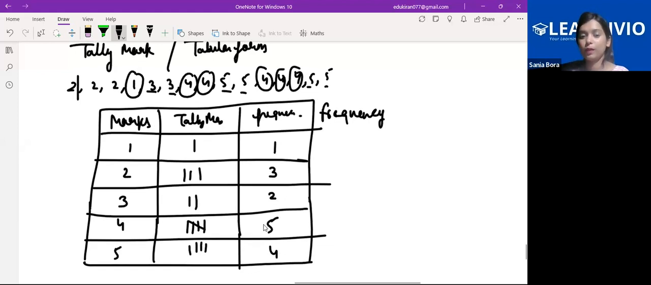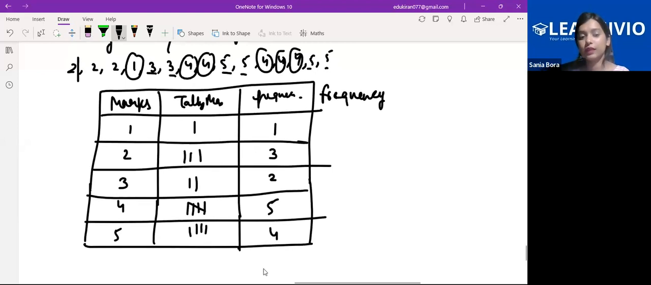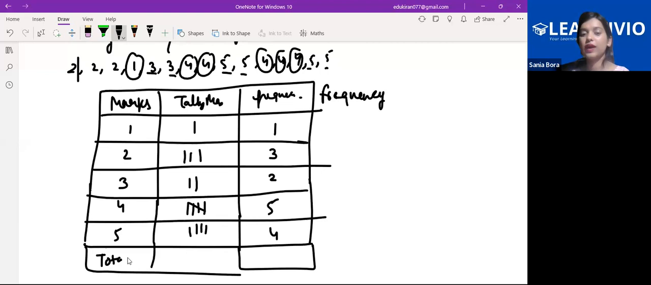Then you will do the total here, like the last one would be total. So 5, 6, 7, 8, 9, 10, 11, 12, 13, 14, 15. Now let's count it to see whether it is correct or not: 1, 2, 3, 4, 5, 6, 7, 8, 9, 10, 11, 12, 13, 14, 15. So that means it is correct. This is how you recheck it.